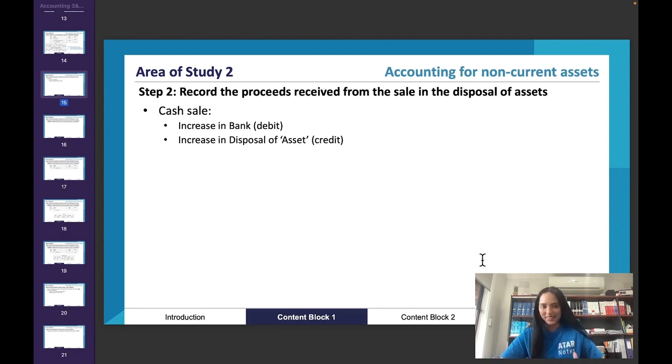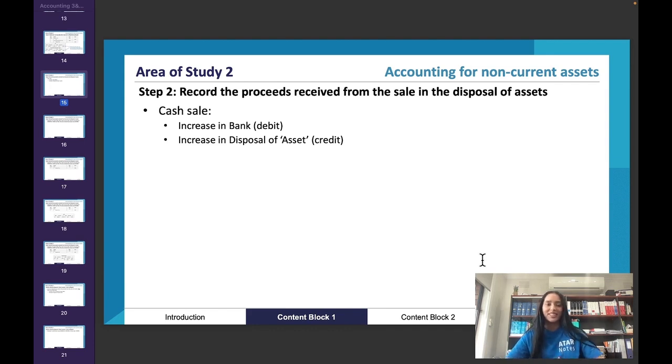Okay, so that was step one. Now, step two. Obviously step one was transferring the carrying value of the non-current asset that we're disposing of. So transferring the cost price, transferring accumulated depreciation, and because cost price minus accumulated depreciation is the carrying value, in essence, we were transferring the carrying value of that non-current asset to the disposal of non-current asset, or in this case, disposal of van ledger account.